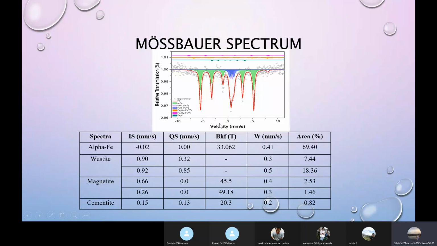All phases revealed by the Mossbauer technique are in agreement with the X-ray diffraction result.